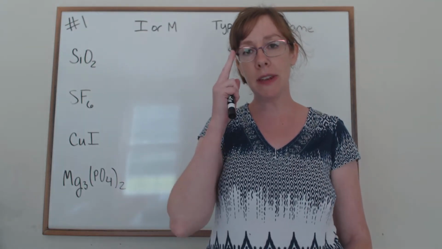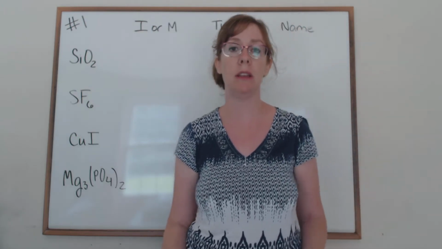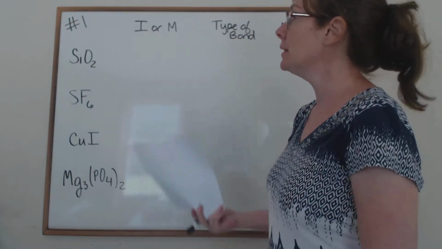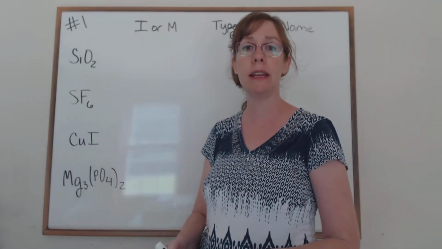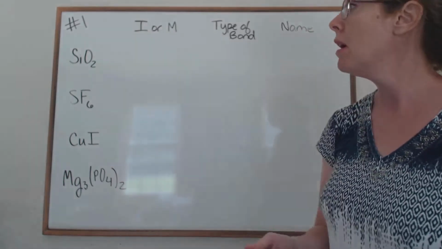Hi guys, in this video I'm going to go through the exam 1 review questions, and I'm just going to go ahead and go through them one by one. So this is question number 1. I've got 4 different compounds listed here and I'm asking: are they ionic or molecular, type of bond, and name.